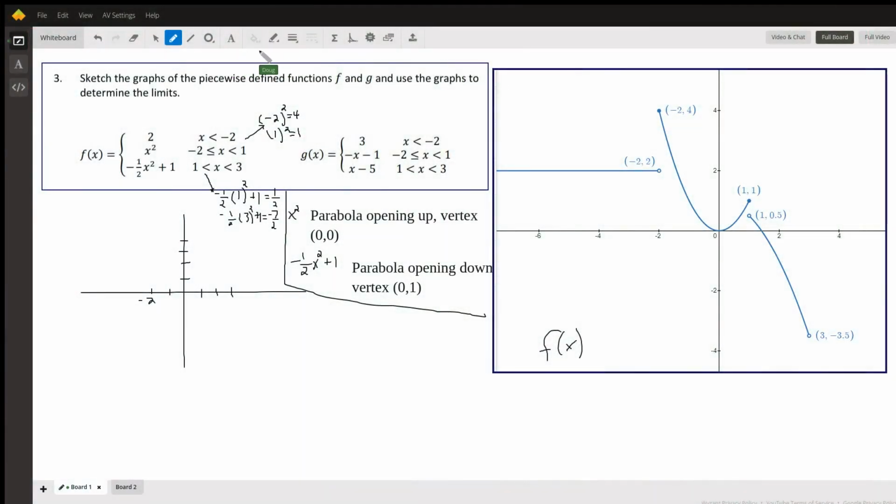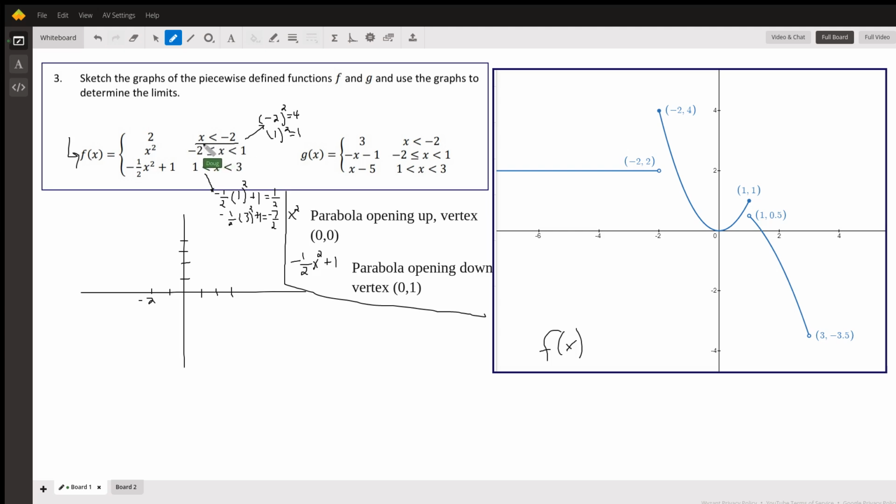Okay, I'll give you some hints on sketching the graph of f of x. Here's the actual picture over here from Desmos. Now here's the way you can think about it. For each piece, think about the domain.